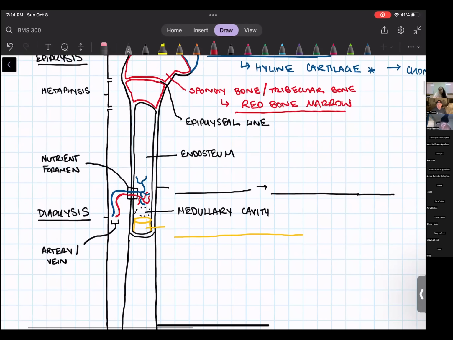From here, we have our endosteum. I tried to draw it well, but it's the inside lining of the bone, where the compact bone ends and you get into the medullary cavity. That is called your endosteum. The outside layer is called our periosteum.